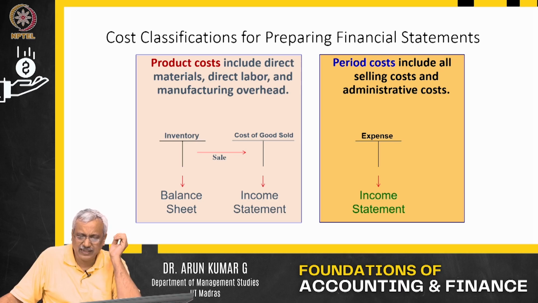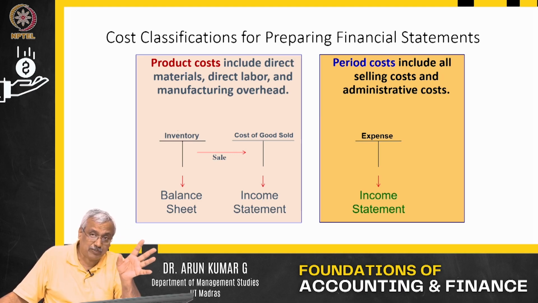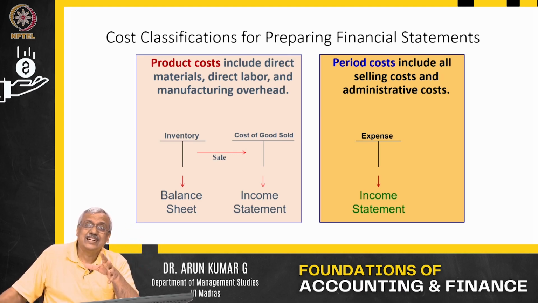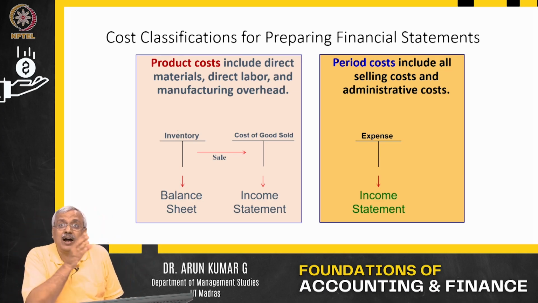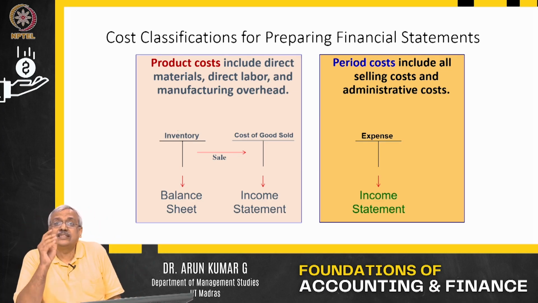That is what I have highlighted in this particular case, selling and admin cost. They are all called period cost. Whereas product cost is involved directly with the product: the direct material, the direct labor, direct expenditure, manufacturing overhead, they are all product costs, all costs associated with the product. Whereas period cost, why do we say period cost? These costs are basically time bound, not related to production activity.